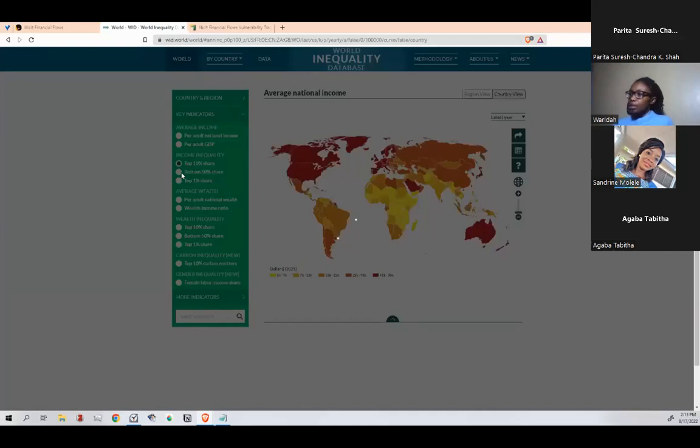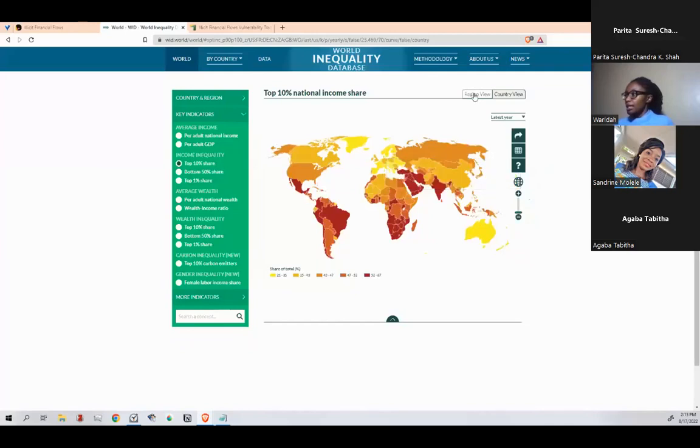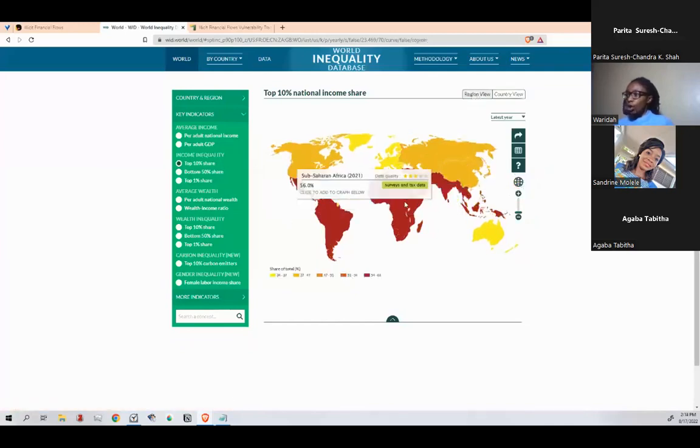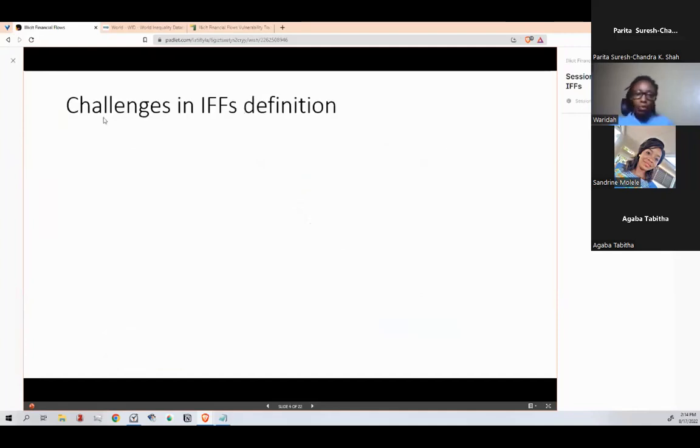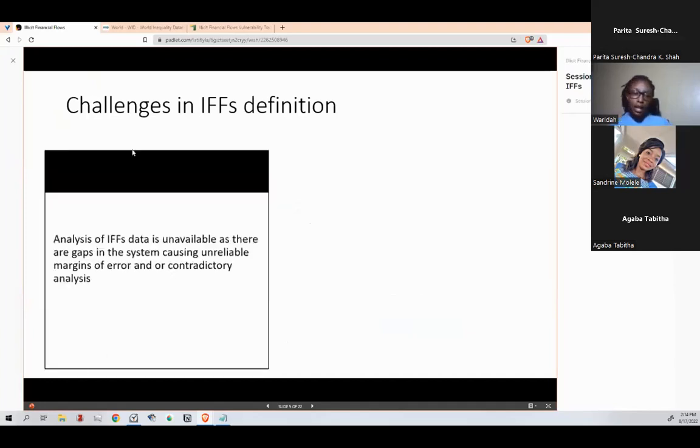And in this case, you'll be able to see the top 10% share in each country. Looking at the region view here, we can see the global south is, of course, affected negatively in this way. And in such a situation, that's why the global south would be at an advantage in tackling IFFs. Now, going back to the statistics and how we can see IFFs affecting different countries, we look at the challenges in IFFs.